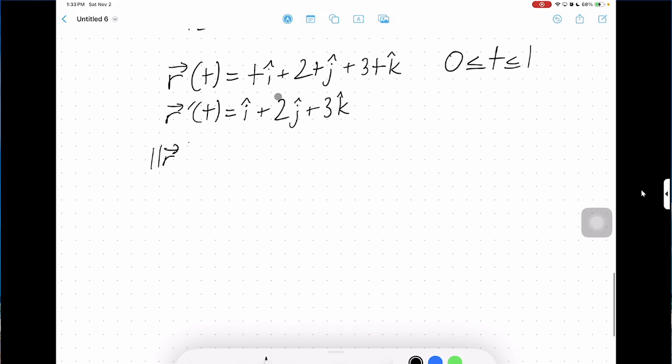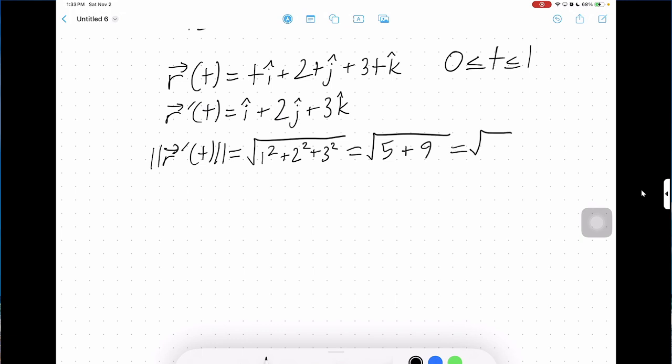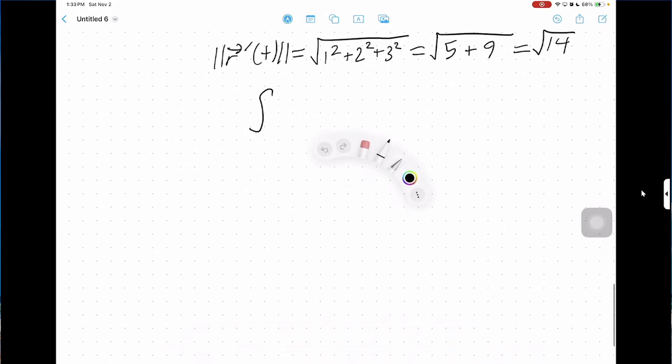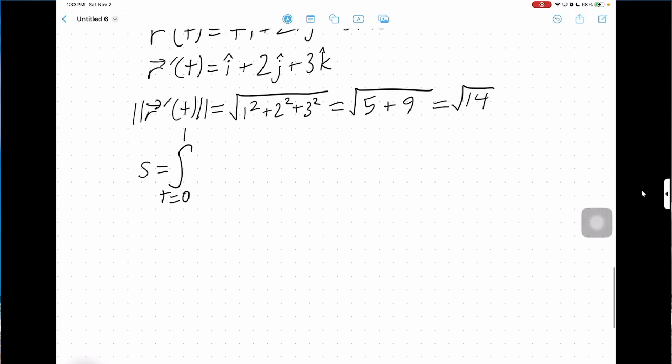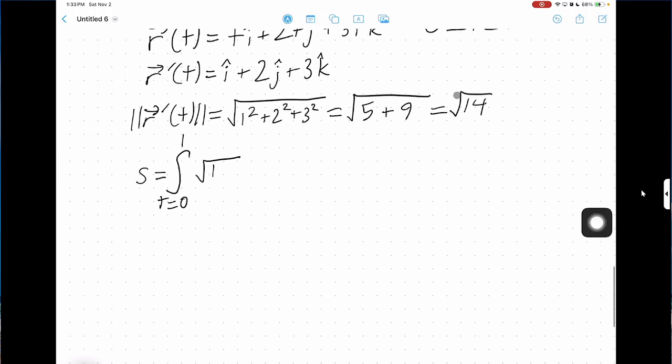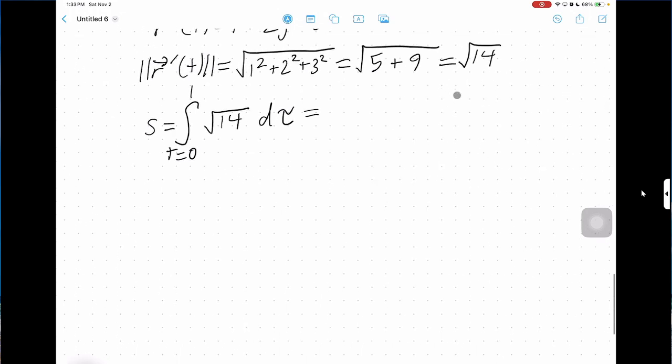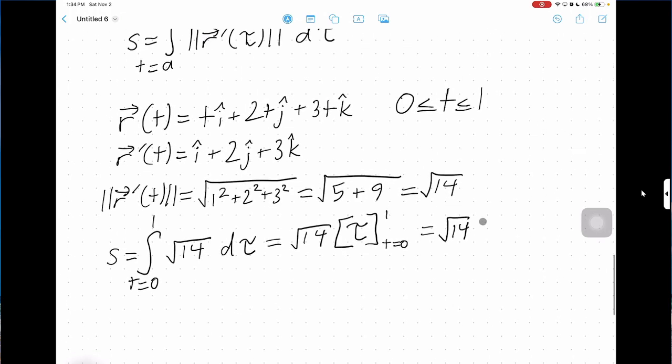The magnitude of the derivative is going to be the square root of 1 squared plus 2 squared plus 3 squared, which is going to be the square root of 14. And now to calculate our arc length S here, we'd have the integral from t equals 0 to 1 of the magnitude of the derivative, which we already calculated to be the square root of 14, dt or d tau, whatever. And then because the square root of 14 is just a constant with respect to tau, we're going to have tau from t equals 0 to 1, which is just going to be the square root of 14, as you can see here.